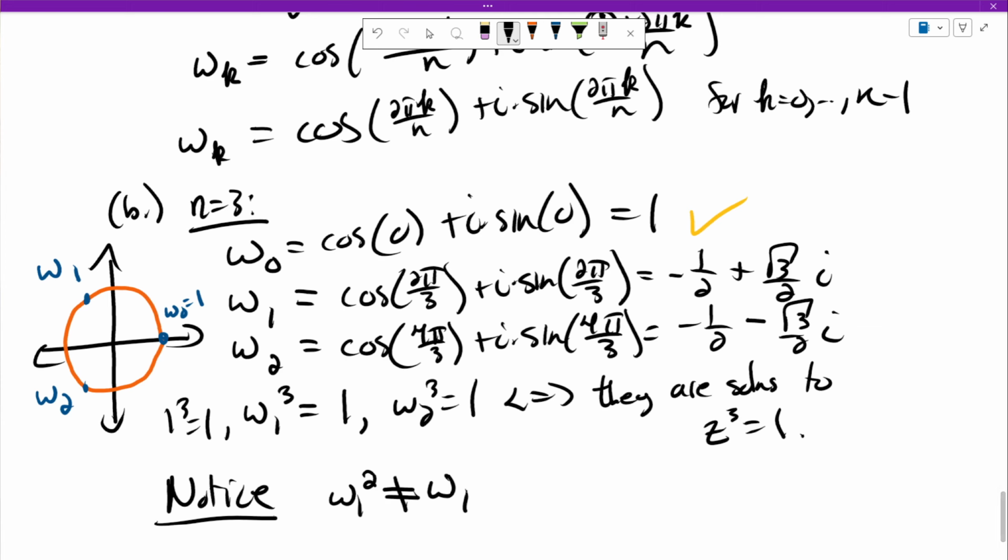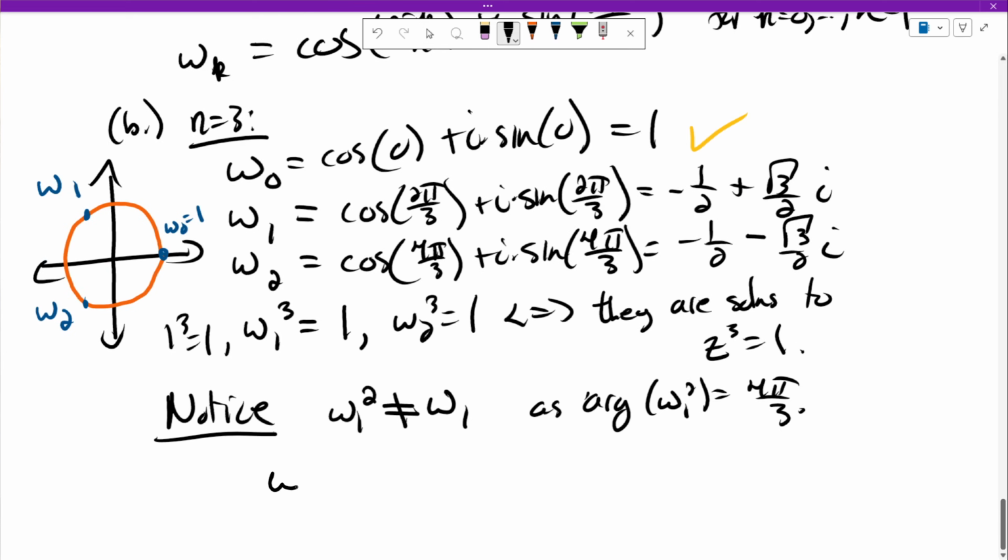Fine. Why is W1 squared not equal to W1? Well, the arguments don't even match up, right? The argument for W1 squared is double the argument of W1. So this has an angle of 2 pi thirds. Let's not do principal argument, but one of the arguments of W1 squared, you have to double that, is 4 pi thirds. So actually W1 squared has the same argument as W2, and has the same length as W2. So what this is telling us is W1 squared is W2.